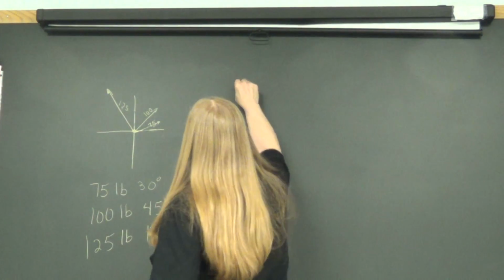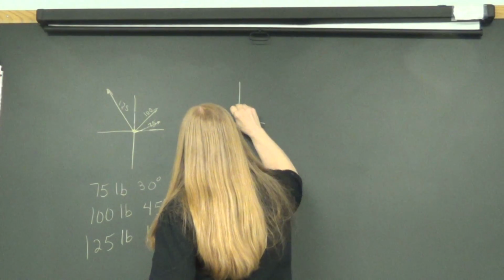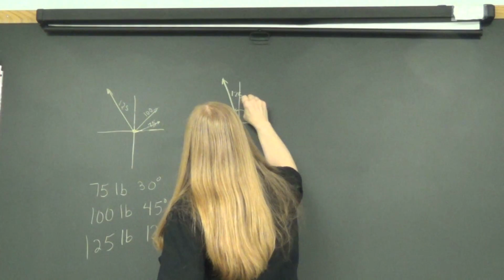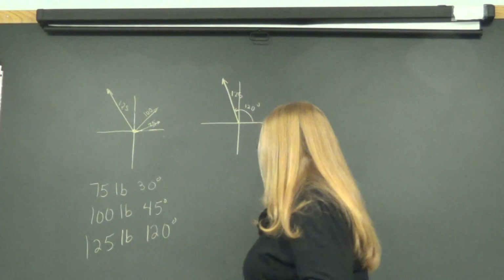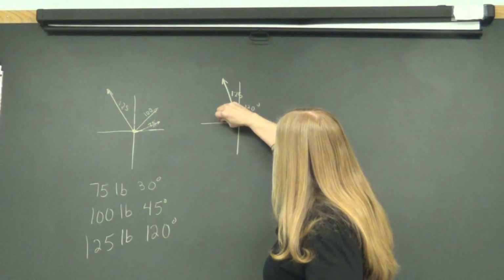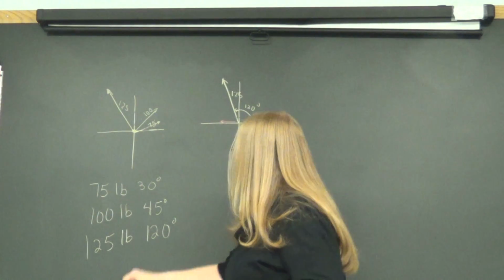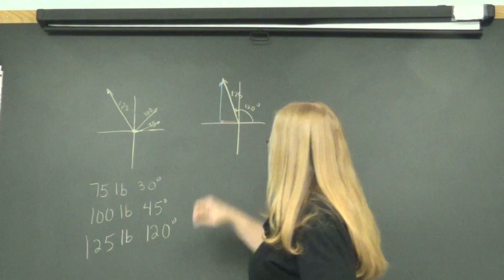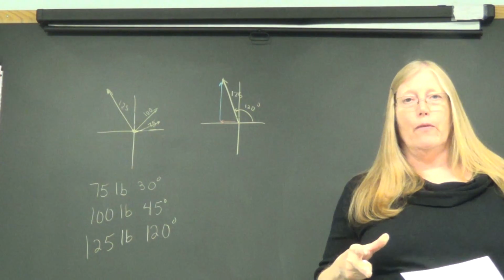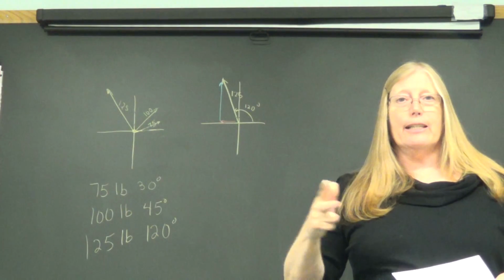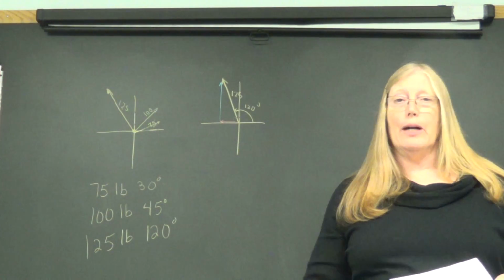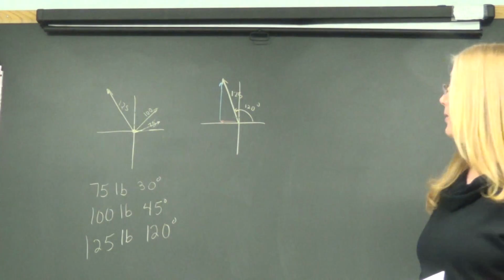So I'm going to go ahead and draw a graph with just the 125 on it. That's at 120 degrees, so I'm going to get the components for that. We have an x component and a y component. Once we get the x and y components for all three forces, we'll add the x's together and the y's, and we'll have one force that will act like all three of those.